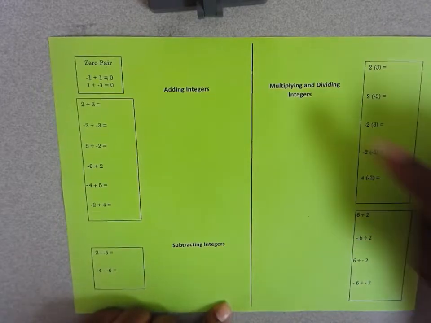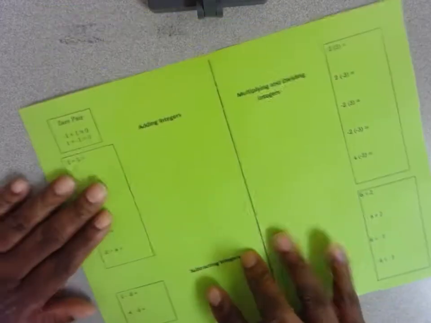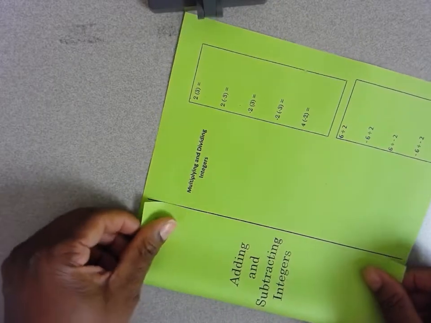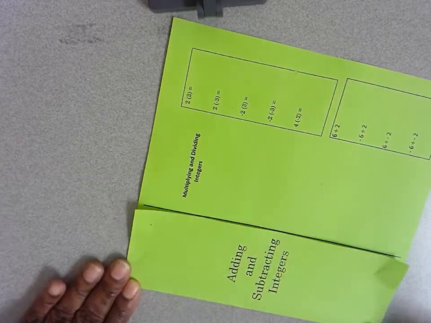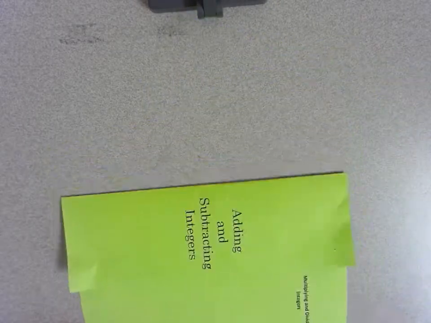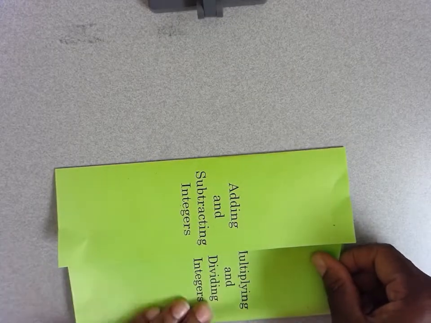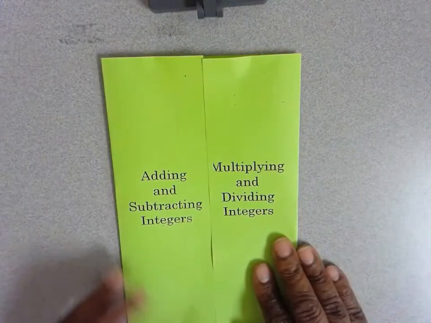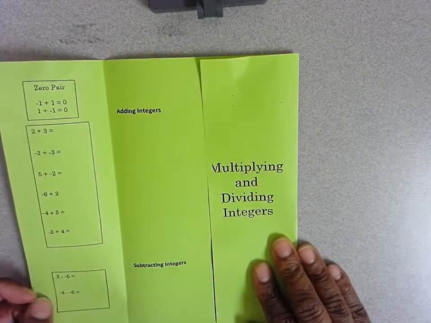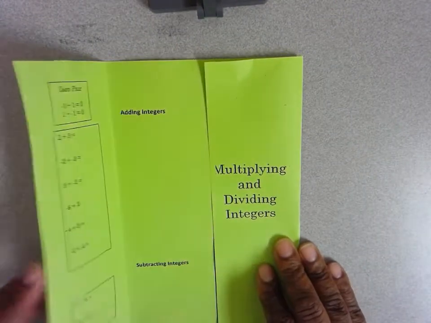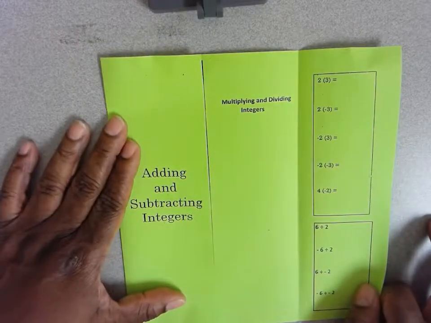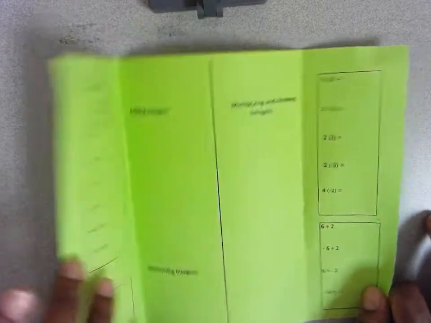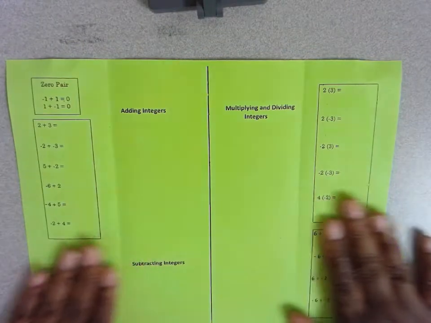So you take a look at this black line right here. I'm going to take one side and fold it over to the black line like this. Then I'm going to go ahead and take my other side and fold that side over to my black line. That's easy, right? That's my foldable. So I open up one side, it shows me all my adding and subtracting of my integers, and then my other side is all my multiplying and dividing integers, right? All right, so let's open this up and let's get started.